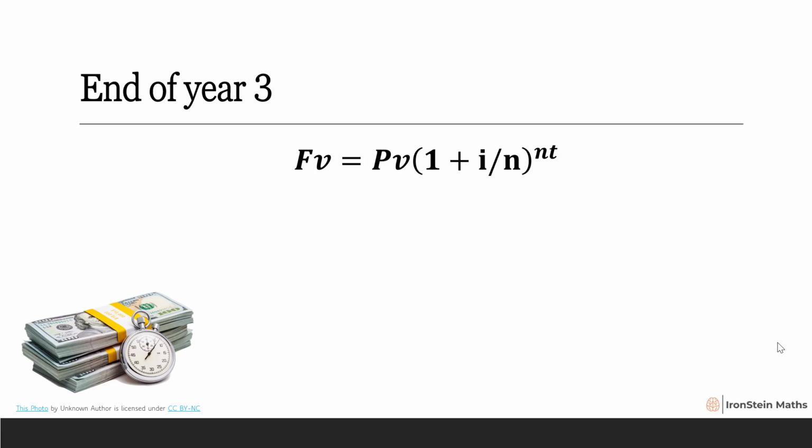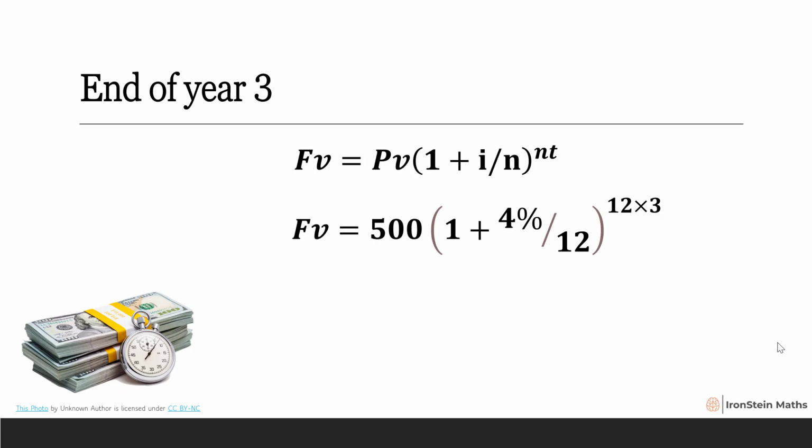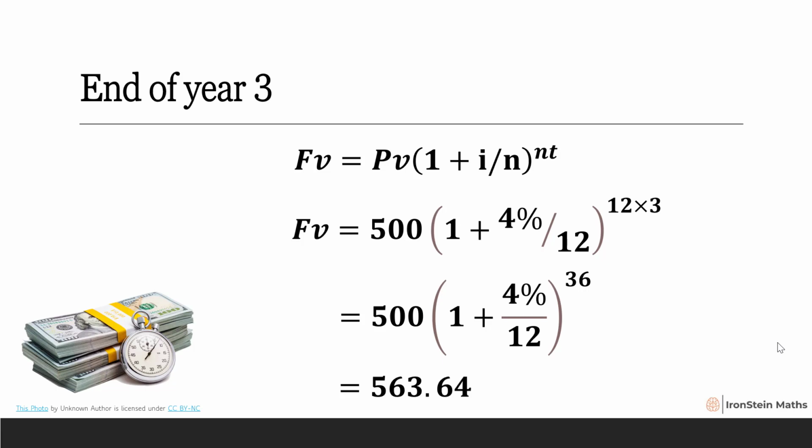So the present value is equal to $500 multiplied by 1 plus 4% nominal interest divided by 12 raised to the number of times that interest is compounding, which is 12 times per annum, multiplied by the number of years, which is 3. So now we have $500 multiplied by 1 plus 4% divided by 12, raised to 36 months in total. And that is equal to $563.64.